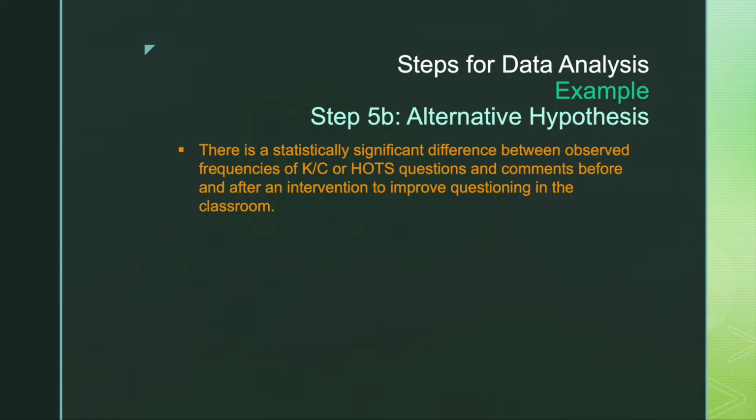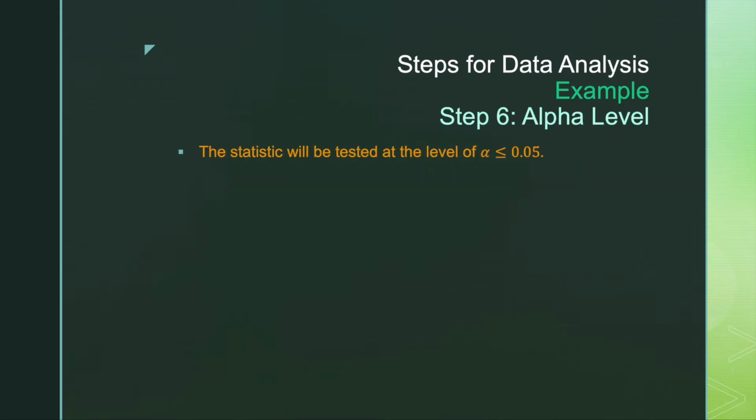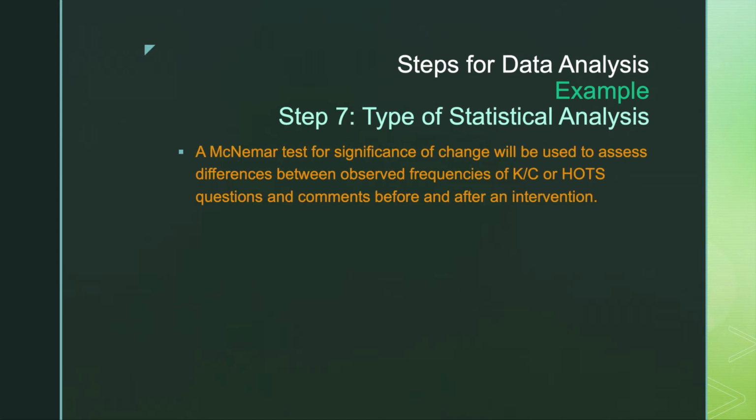The alternative hypothesis is that there is a statistically significant difference between observed frequencies of KC or HOT questions before and after an intervention. As per usual, our alpha level is going to be at 0.05. For our type of statistical analysis, we are going to be using a McNemar test for significance of change in order to assess the differences between observed frequencies of KC or HOTS questions and comments before and after an intervention.